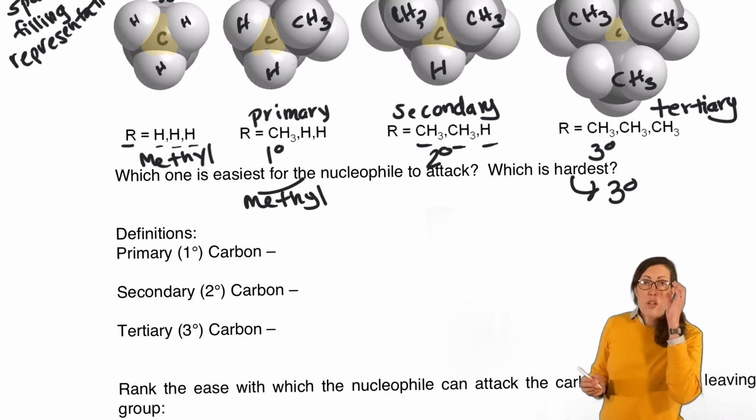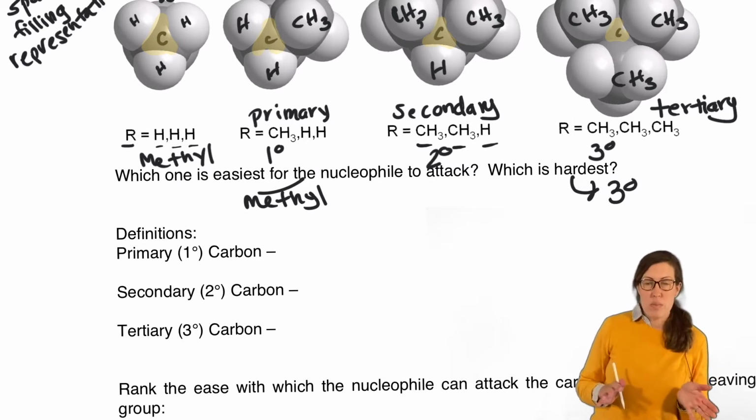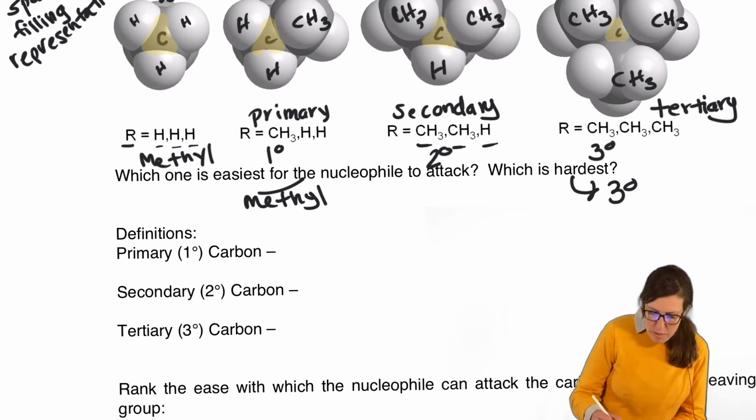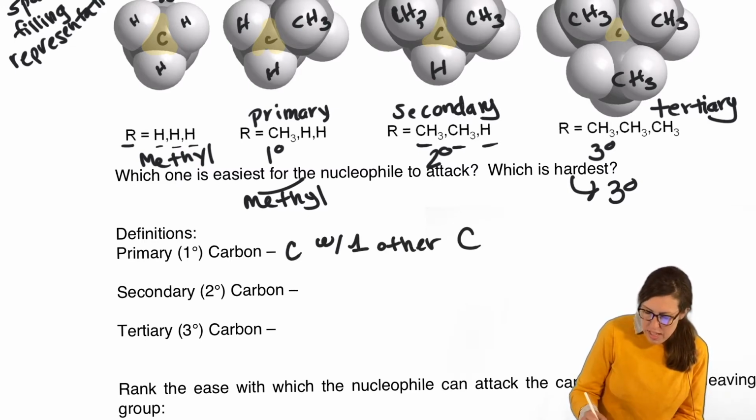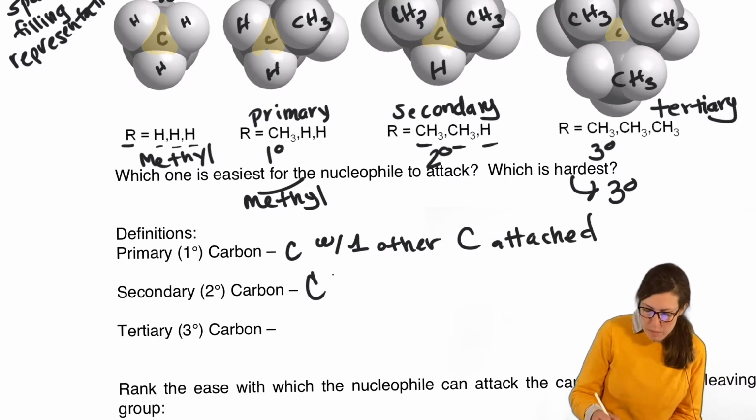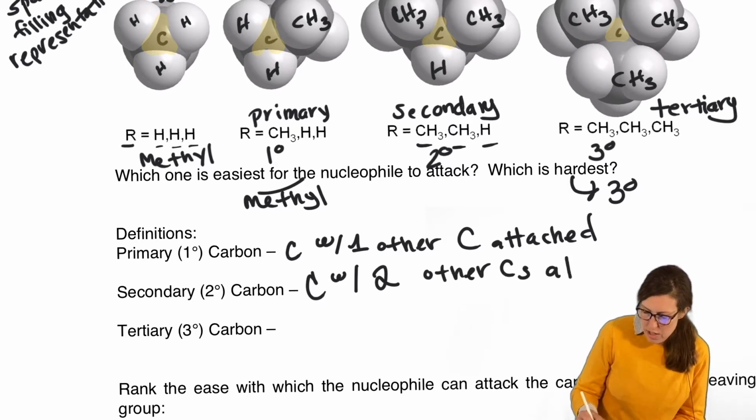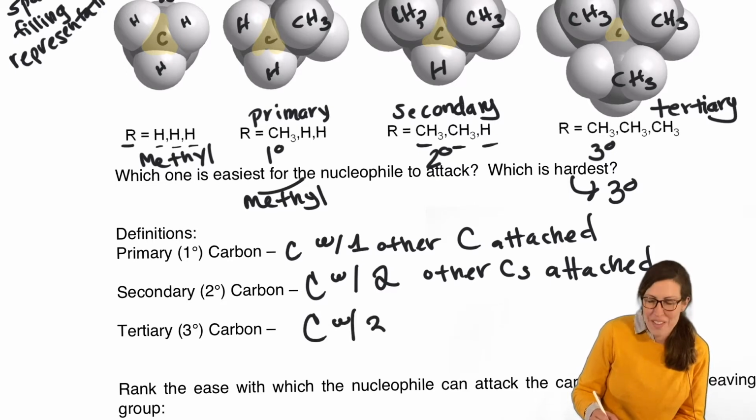So we're going to be describing substrates in terms of methyl, primary, secondary, tertiary carbon, because we don't always know what the R groups will be. So we're going to be using those terms a lot. Primary simply means a carbon with one other C attached. Secondary means a carbon with two other C's attached directly to that carbon. And you got it, with tertiary, a carbon with three other C's attached.